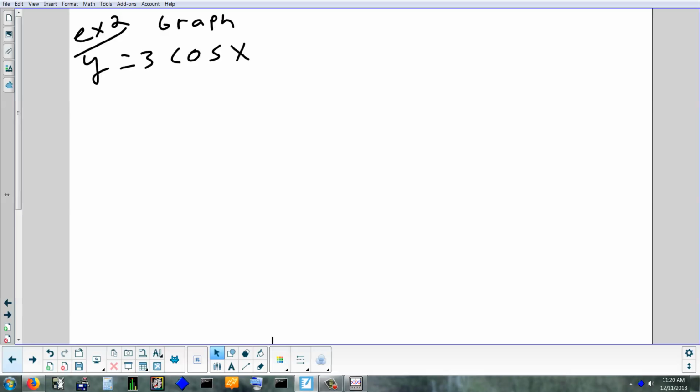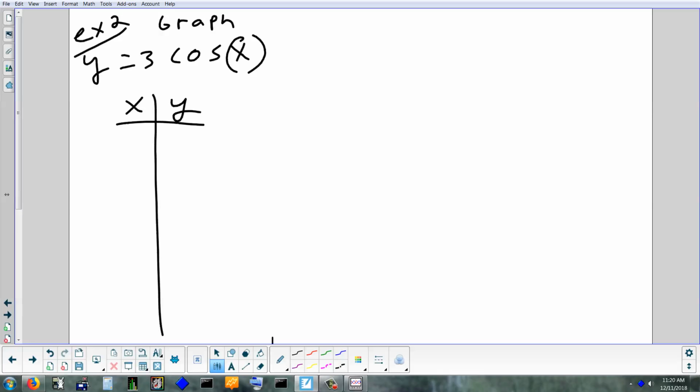Remember, the stuff outside the function is always your vertical. The stuff inside, like right next to the x, like if you have parentheses, all the stuff in the parentheses, that's your horizontal. All right, so there is no vertical reflection here. It's just a vertical stretch by a factor of 3. So Tori, which values stay the same when we do a vertical stretch? X's. So I can copy those down.